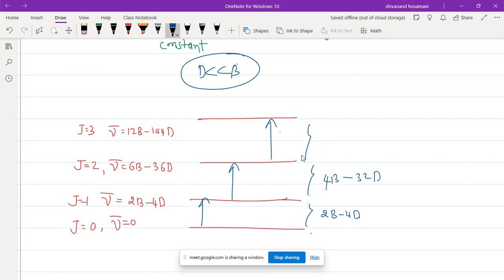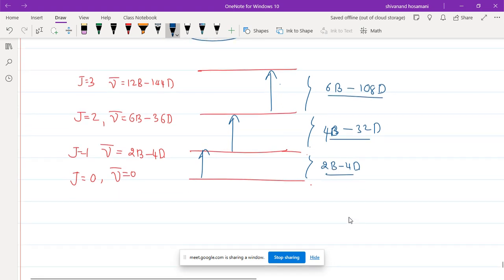What about these two? The difference between the levels is going to increase there. What about these two? That gives 6B, and 144D minus 36D gives 108D. These are the separations between the levels.